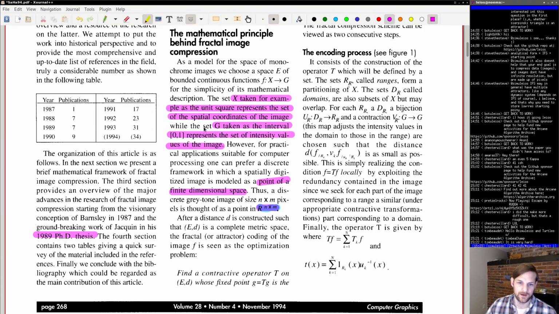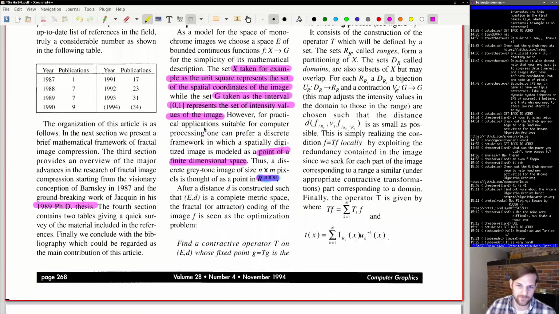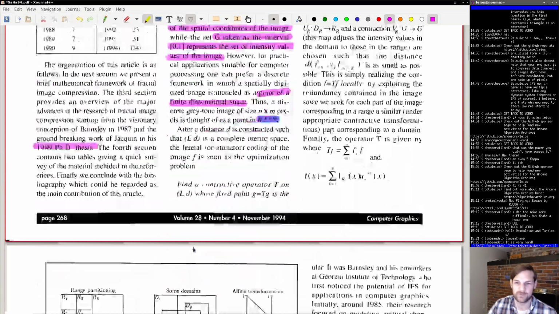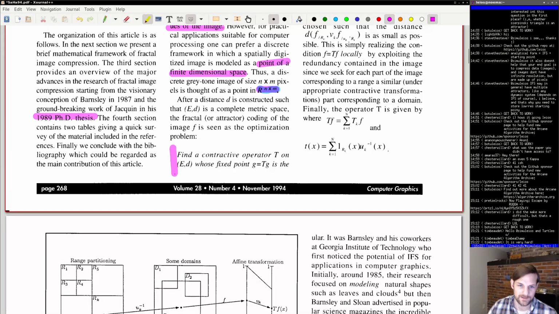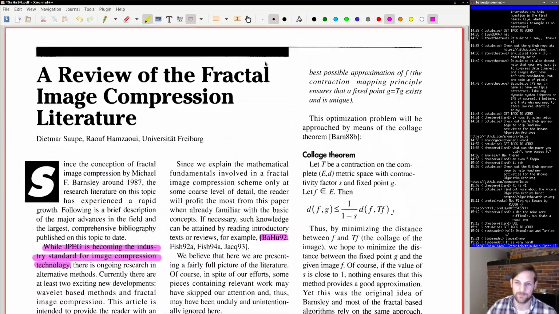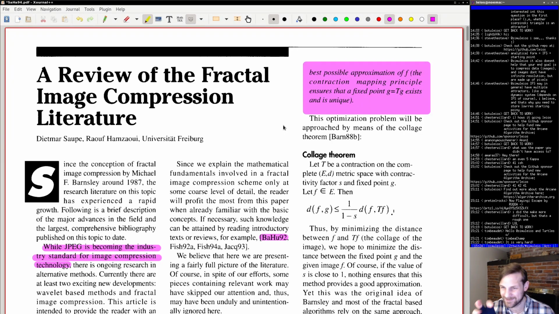Perfect. Okay, after a distance d is constructed such that ED is a complete metric space, the fractal or attractor coding of the image f is seen as the optimization problem. I think this is exactly what we need. So find a contractive operator T on ED whose fixed point G, equal to TG, is the best possible approximation of F. The contraction mapping principle ensures that a fixed point TG exists. Okay, let me think about that a bit.